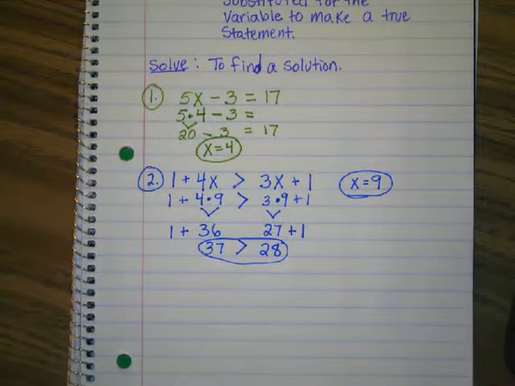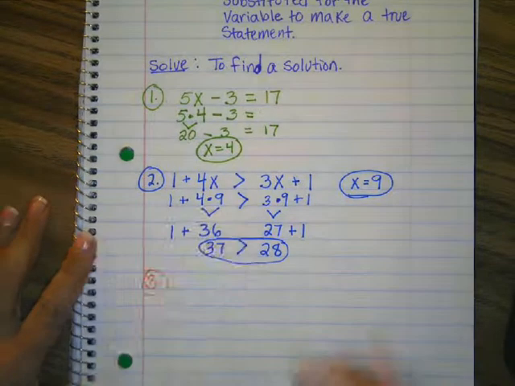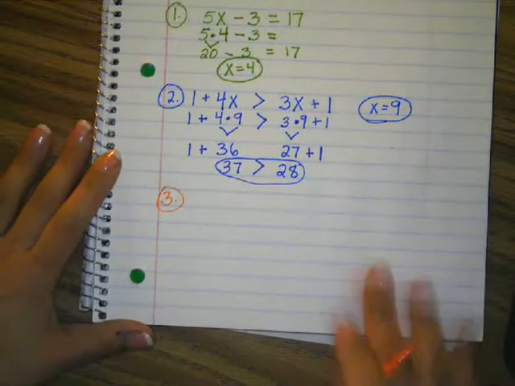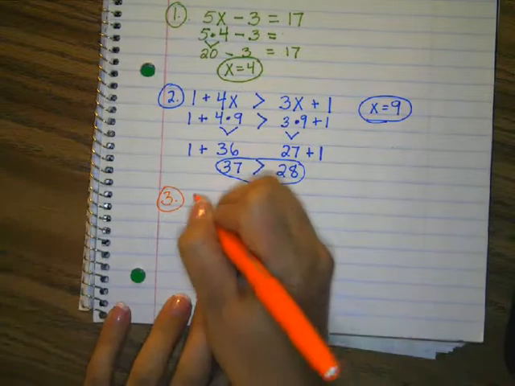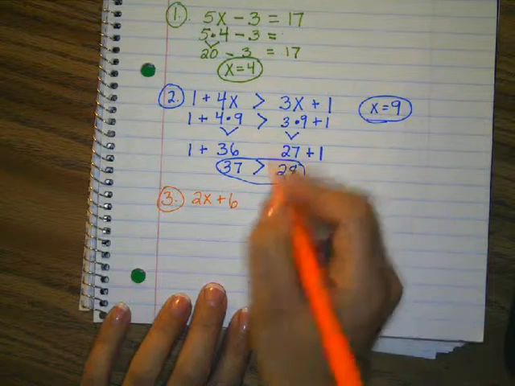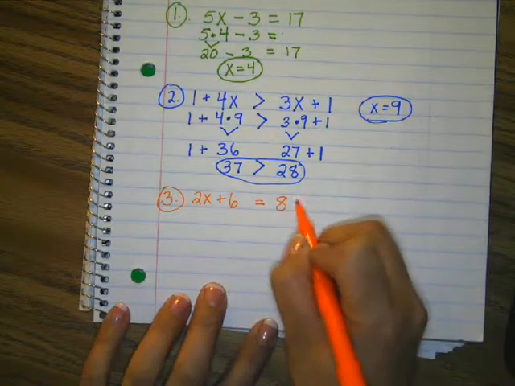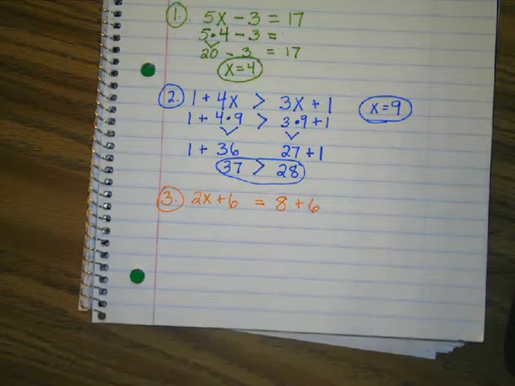This time we have 2x plus 6 equals 8 plus 6. What does x have to be? Okay, hands down. Let's work through this and see if you're right.